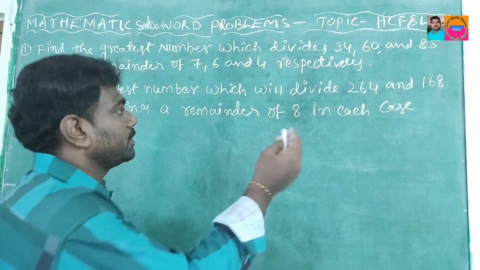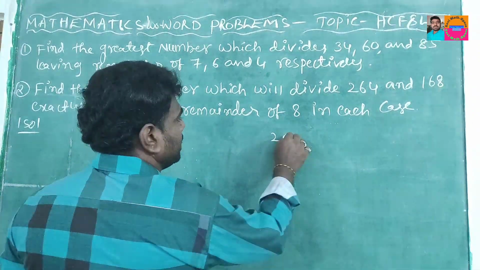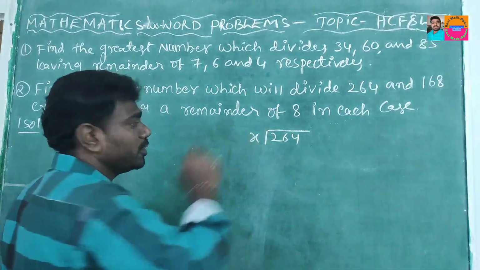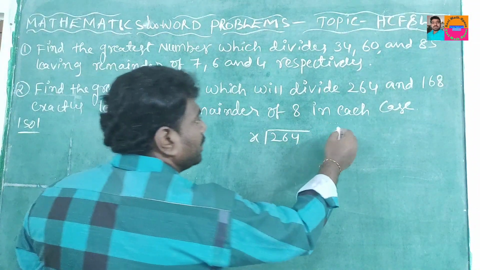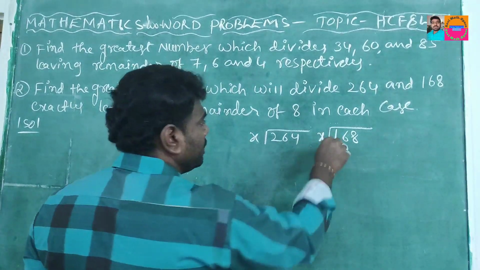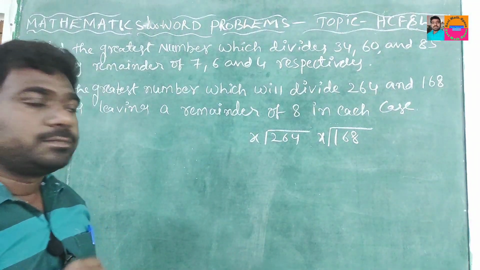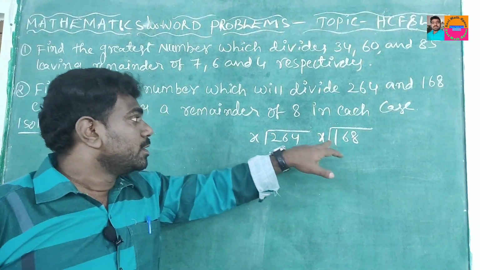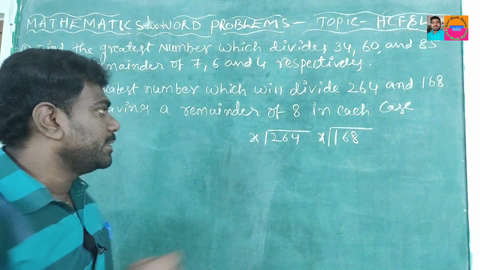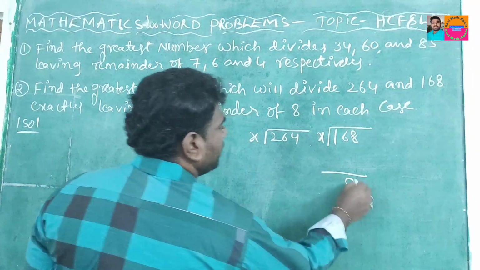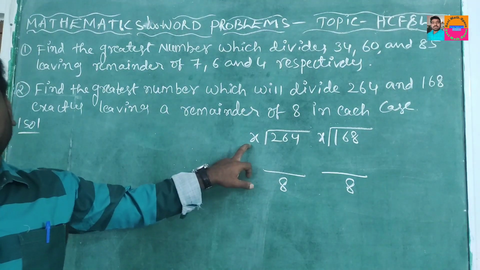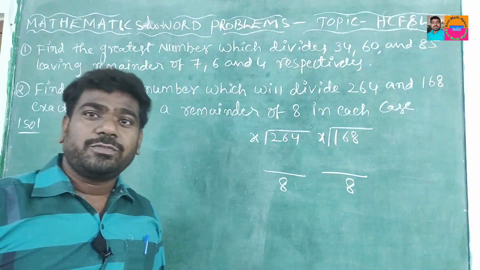What is the meaning here? 264 is divided by the greatest number, which we don't know, that is x. In the same manner, when 168 is divided by x, we will get remainder 8, here 8 and here also 8. Then we should find out x. x means the greatest number. How to find it?